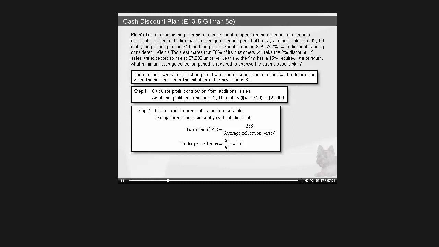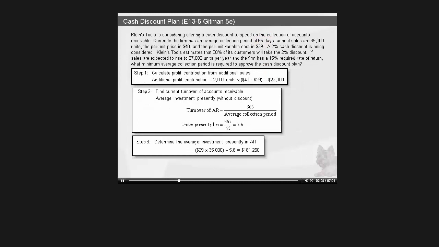Okay, then the next step, step 2, is to find the current turnover of accounts receivable. And that's the average investment presently without the discount. So we know there's 365 days in the year, and if we divide that by the average collection period, we'll come up with the accounts receivable turnover. And the average collection period was 65 days, which they gave us right here in the problem.